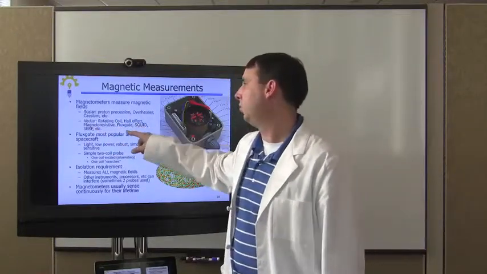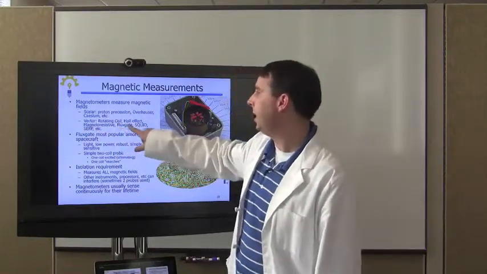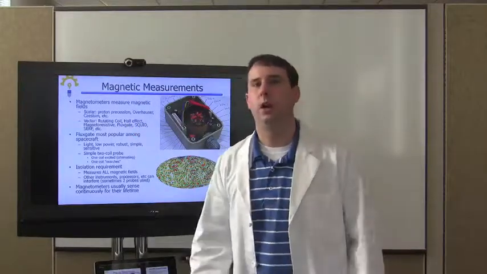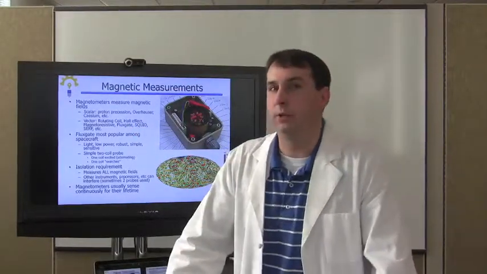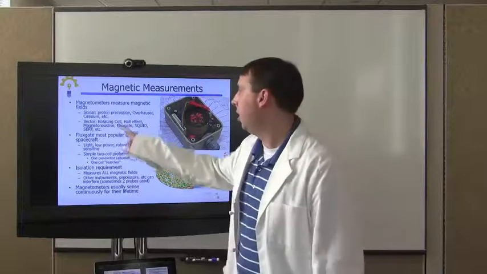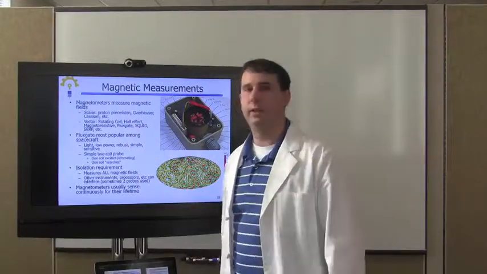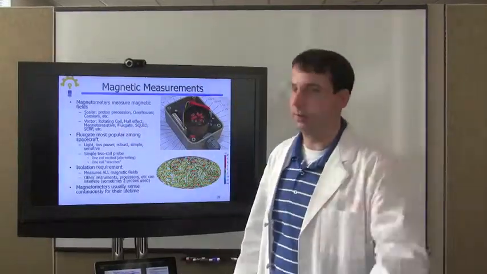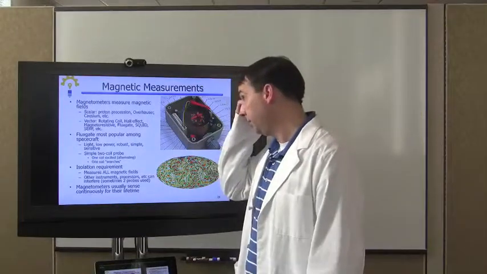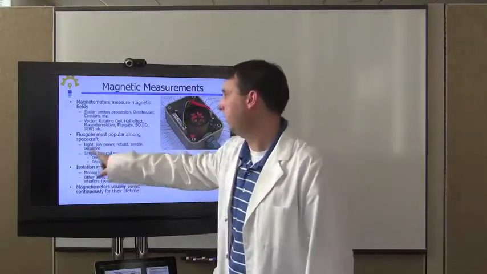Magnetoresistance, flux gate, SQUID, or SURF, etc. A flux gate magnetometer is the most common way to measure magnetic field on a spacecraft. So Hall effect is on Earth. Flux gate is used typically in space. Flux gate magnetometers are most popular on a spacecraft, they're light.